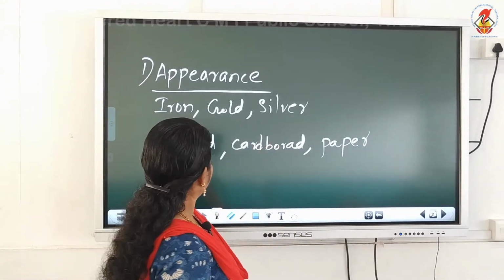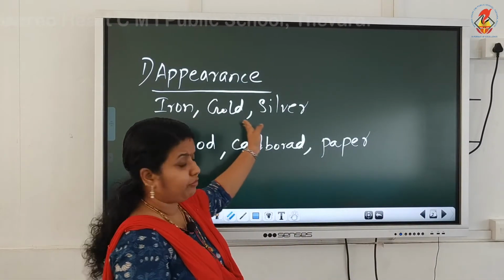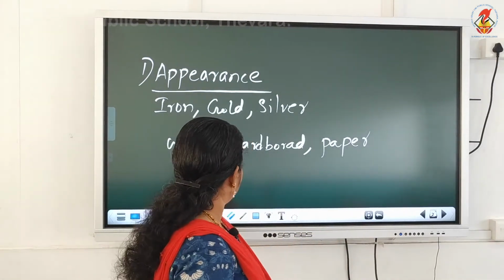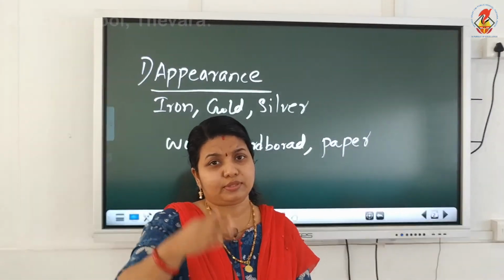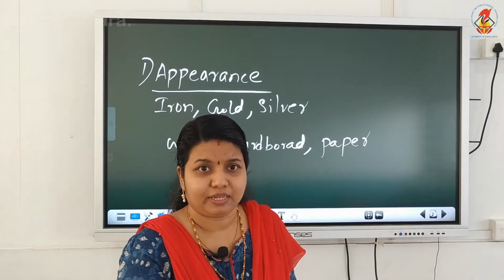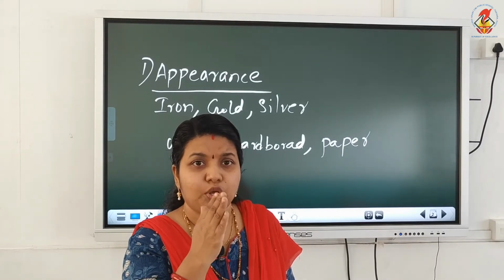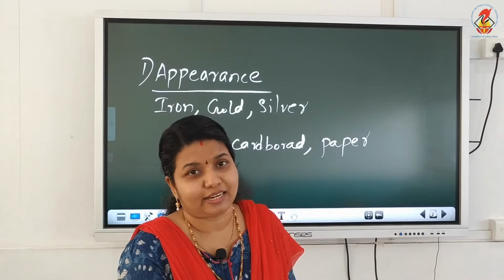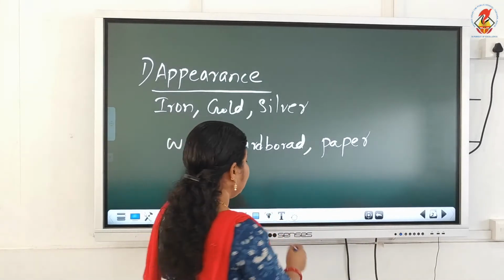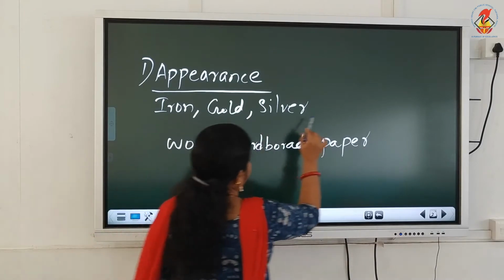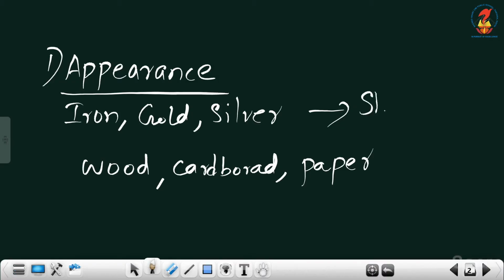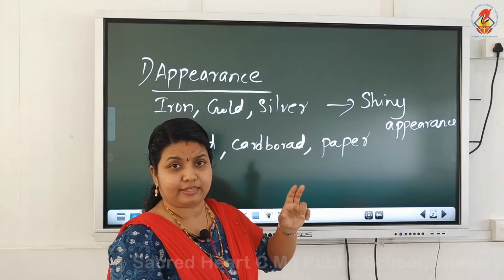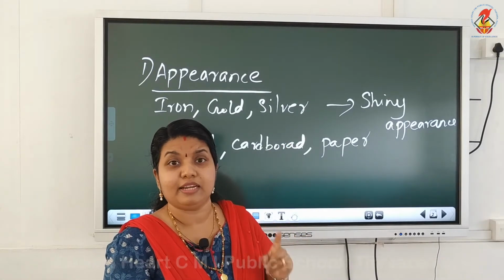Now you take objects made up of iron, gold, silver, etc., and also wood, cardboard, paper, and cut them into two pieces. Cut objects made of these materials into two pieces and look at the freshly cut surface. When you look at the freshly cut surface, you can see that materials like iron, gold, silver, etc., when freshly cut, have a shiny appearance.